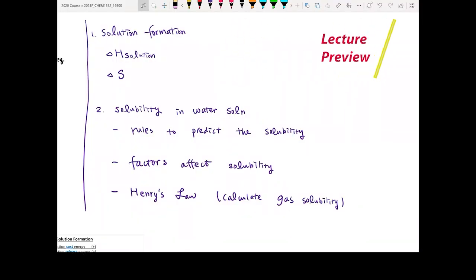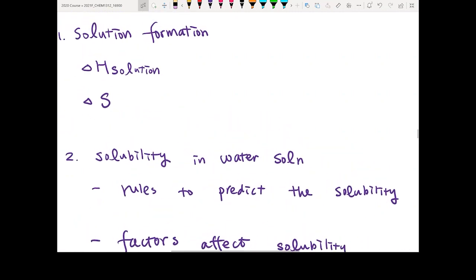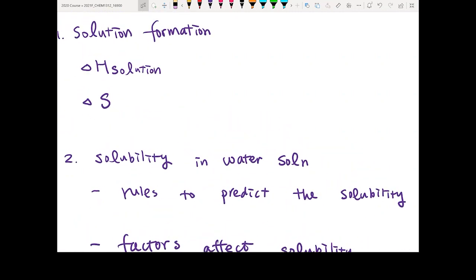Let's get started. Previously we learned about what a solution is. We learned how to calculate the solubility or the concentration of a solution. Today we want to think a little bit deeper about the solution. So we are going to introduce some physical chemistry terms. You may have heard these before: the entropy and the enthalpy terms, which are very important parameters people use to describe the properties of a solution.